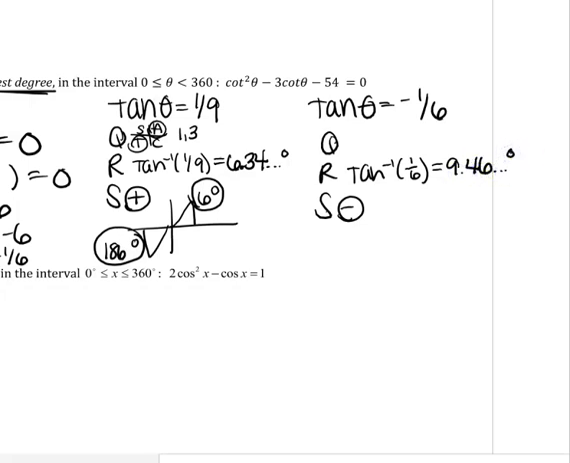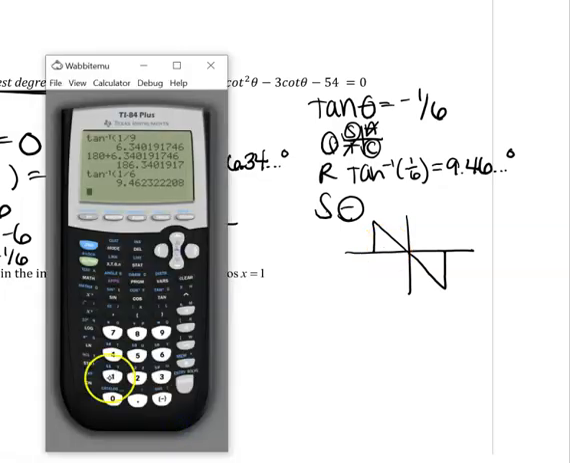Again, don't round that yet. Okay? Now, think about your chart. A, S, T, C. I know tangent's positive in 1 and 3, so that means to be negative, it must be in quadrants 2 and 4. So to be in quadrant 2, we're going to do 180, take away that reference angle. To the nearest degree, that's working out to 171 degrees.